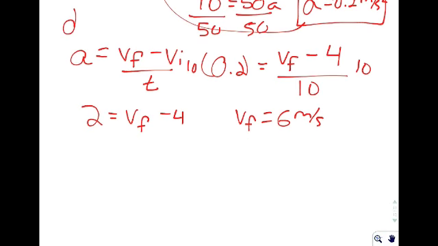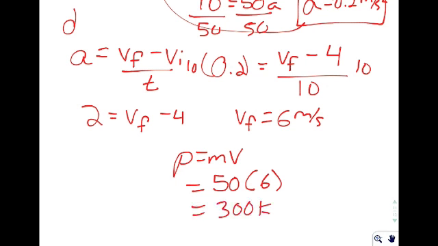Remember, the equation that we have is momentum is equal to mass times velocity. I have a mass of 50. I have a final velocity of 6. When you multiply those out, you get 300 kilogram meters per second.